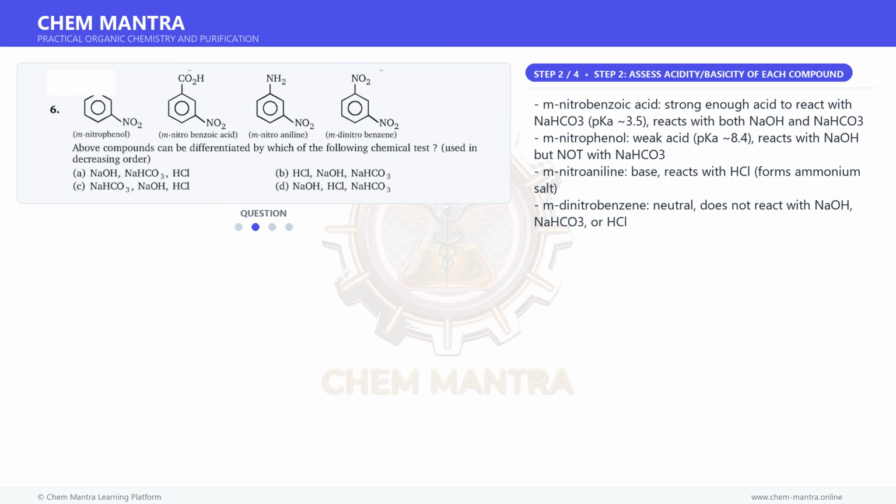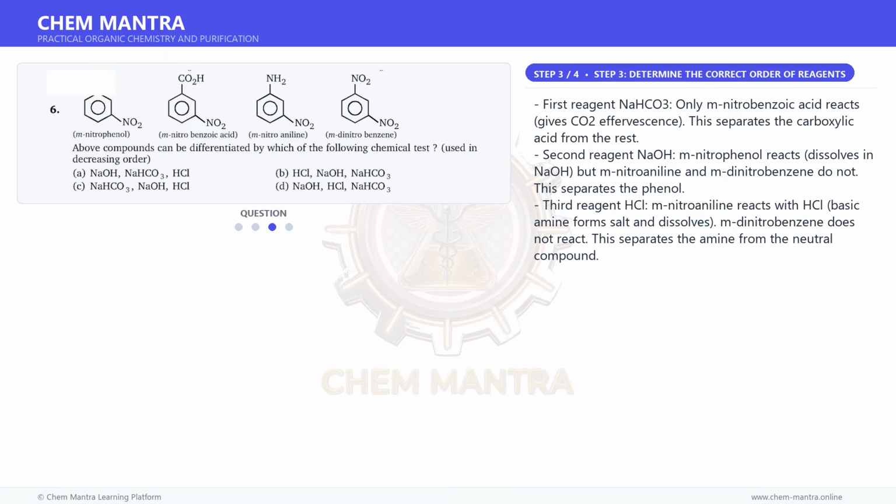M-nitroaniline, base, reacts with HCl, forms ammonium salt. M-dinitrobenzene, neutral, does not react with NaOH, NaHCO3 or HCl. Moving on to the next step.